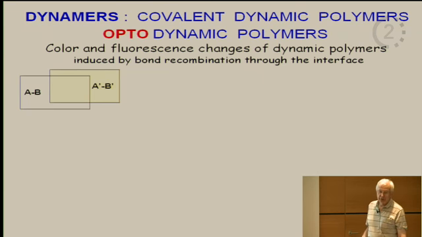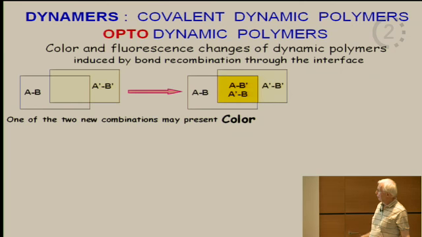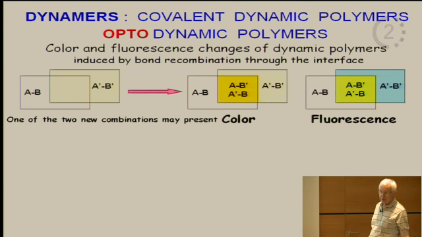Then you superimpose. According to what I said, at the place where you superimpose, you can now connect A with B prime and B with A prime, making the two new combinations which don't exist at the beginning. One of them may have color or fluorescence. And then you will, of course, see it.